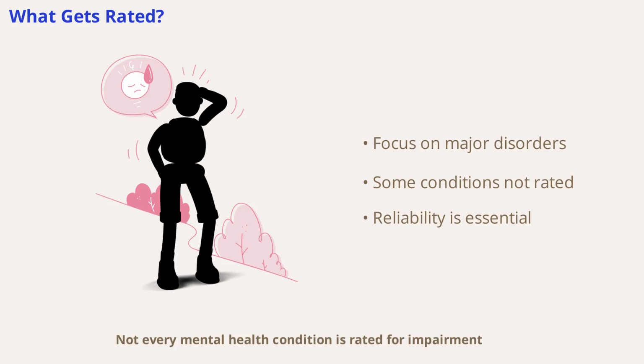Not every mental health condition is rated for impairment. The AMA guides focus on major, well-validated disorders like mood disorders, depression, bipolar, anxiety disorders, obsessive-compulsive disorder, trauma-related disorders like PTSD, and psychotic disorders like schizophrenia. Some conditions, such as psychiatric reactions to pain, substance intoxication, primary sleep disorders, dementia, intellectual disability, and psychiatric effects of brain injury, are not rated in this chapter. This ensures that only significant, reliably diagnosed conditions are considered for impairment ratings.